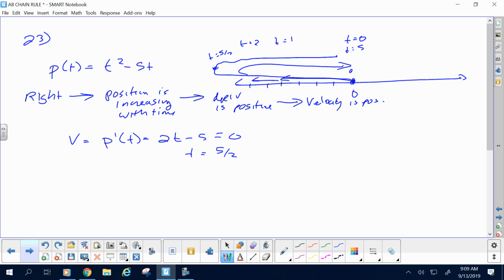Now, if I sign test the velocity, which is, again, the p prime function, then before 5 halves, maybe time 0, that's negative, implying that the function is moving left. And after 5 halves, maybe time 100 billion, that's positive, and therefore moving right. The last thing is to know what to do with the endpoints. If I want to know when it's moving right, with justification, you'd say the particle is moving right on what interval?